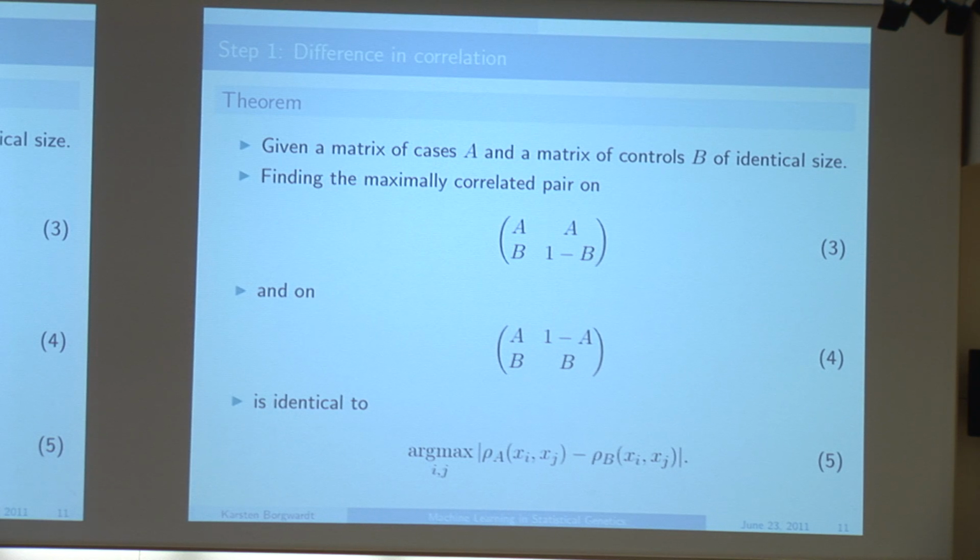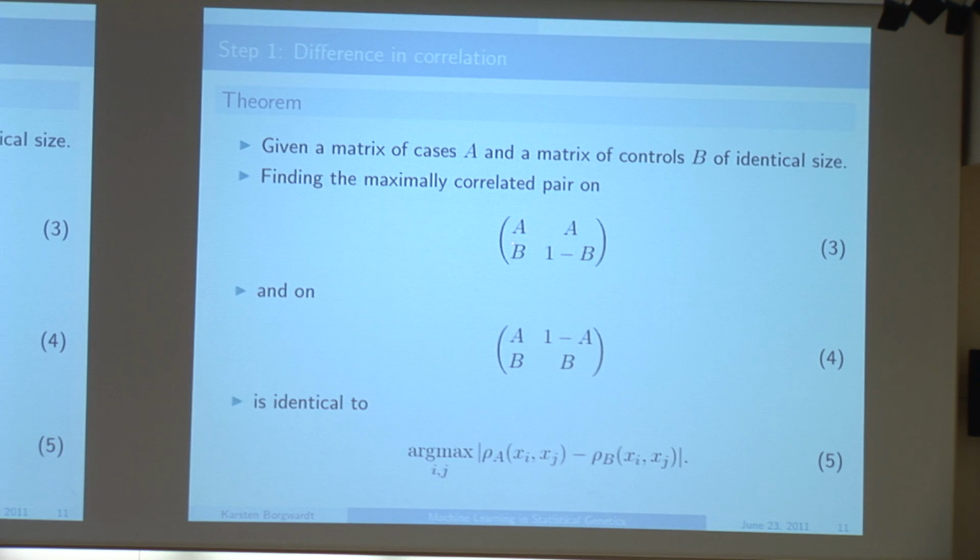We assume that there's a matrix of cases A, so of the individuals that have a particular phenotype, let's say a disease. And we have a matrix of controls B of identical size, so with the same number of SNPs. And for the sake of clarity, we also assume that the number of patients in the cases and in the controls is exactly the same. So we have as many cases as controls. And now we do the following matrix operations.